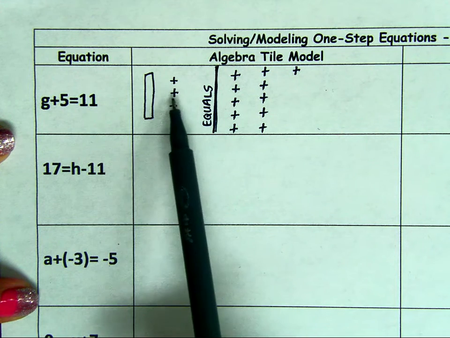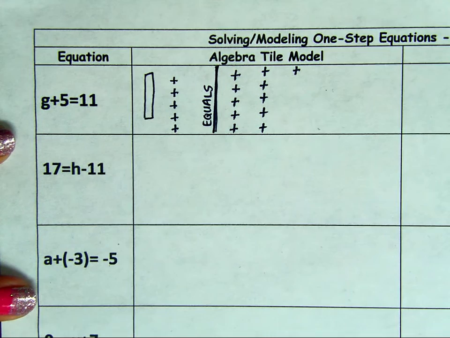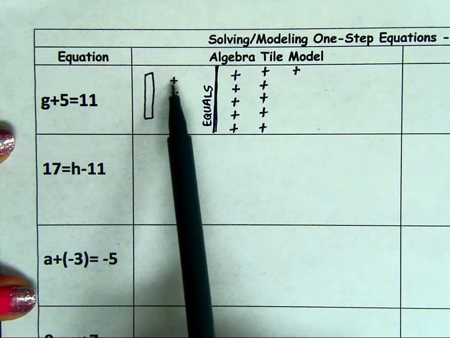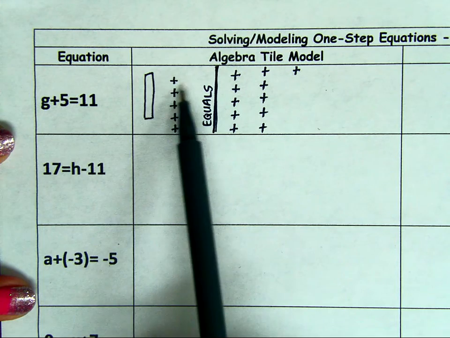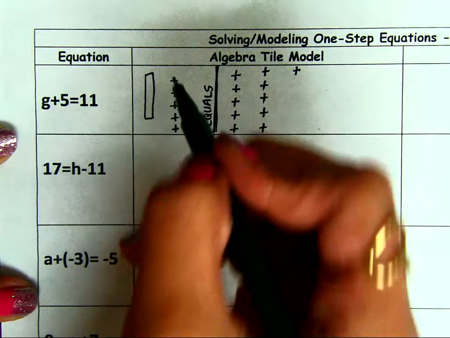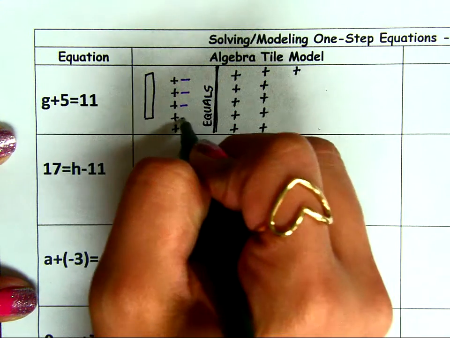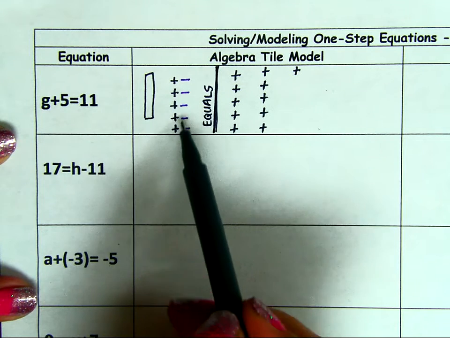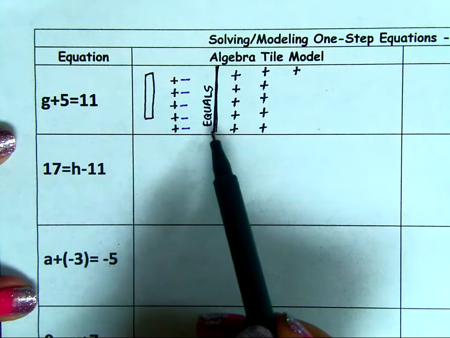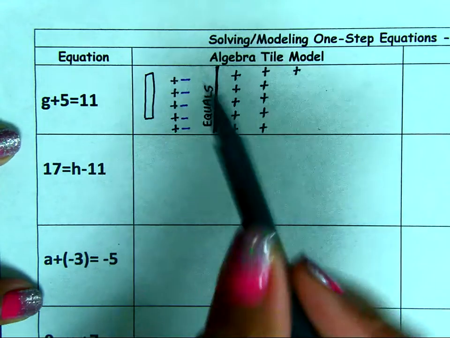I want this g to be by itself, and the only way I can get rid of positives here is by subtracting them. And to do it in a model, that means I'm going to have to create some zero pairs. So I just added 5 negatives to the left of my equal sign. And whatever I do to one side of the equation, I need to do to the other. So I'm also going to add 5 negatives here.